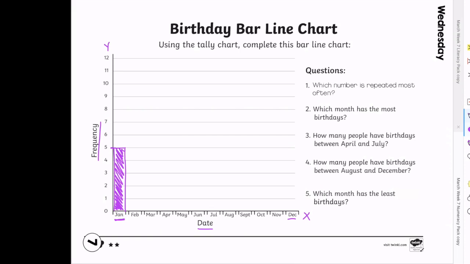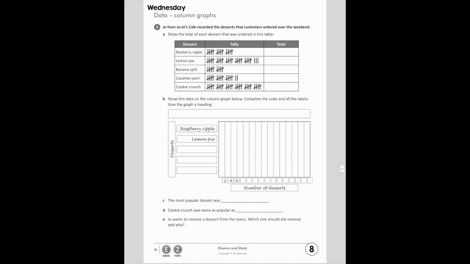Okay, so for February, March, April, May, June, July, August, September, October, November, you're going to look at the tally chart from before to find your data, and then you're going to plot it just like we did for January. You can use different colors if you want to. It can help differentiate all the months, but you don't have to. Okay, let's move on to our next page. We're going to do the same thing. We're going to use our data from the tally chart that we were given, and we're going to plot it in the bar chart.